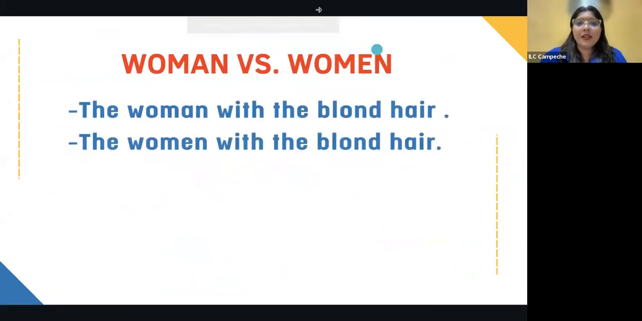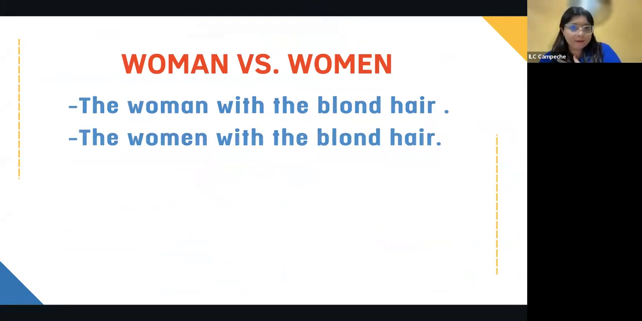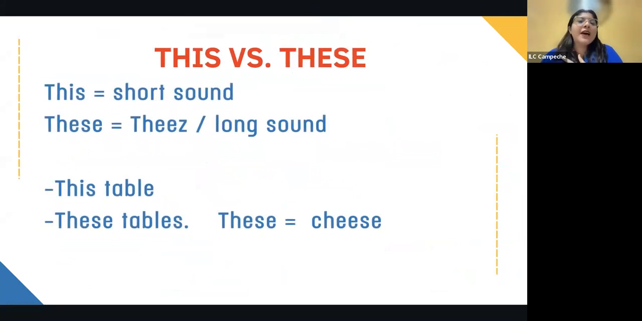Okay. And remember this one, you say woman, and that's fine, but please don't say woman for the plural. Women. The woman with the blonde hair, the women with the blonde hair. And finally, we have this and these. And remember the tip. The tip is that the vowel S is Z. I said to you, cheese. I also said, please. Because if you say please, it is súplica.